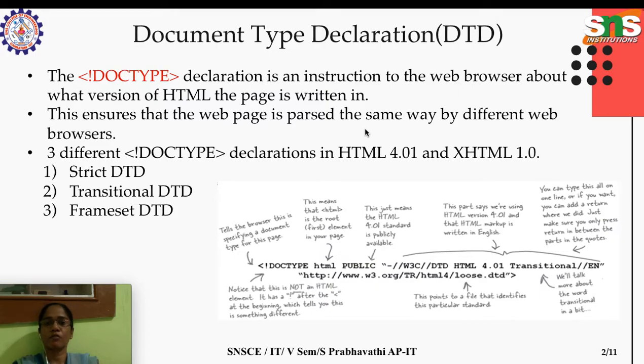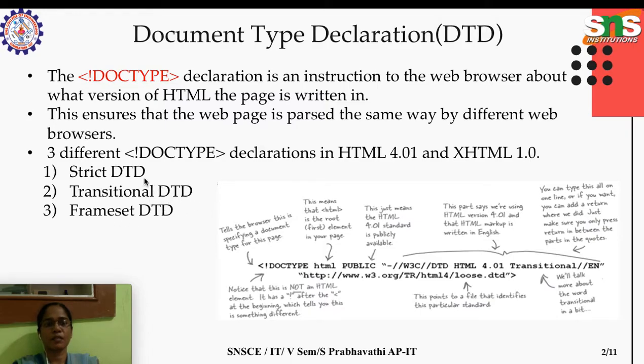We won't be designing a page for a separate browser. That page will be rendered by different browsers. So to comply with all those things, we need to mention the document type declaration, about the version of HTML which we are using. It comes in three flavors: strict DTD, transitional DTD, and frameset DTD.